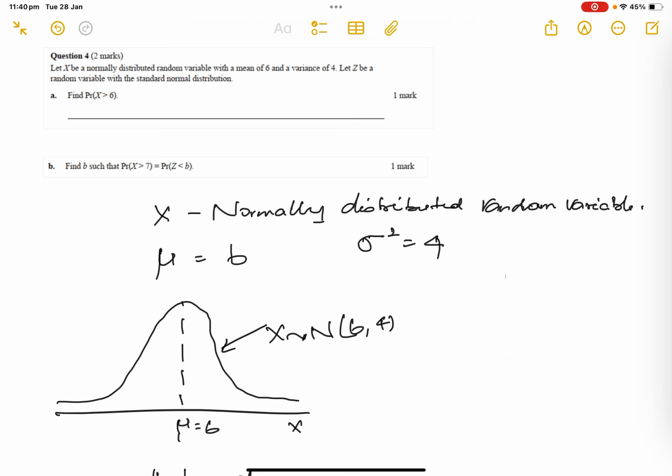A past question on normal distribution statistics.